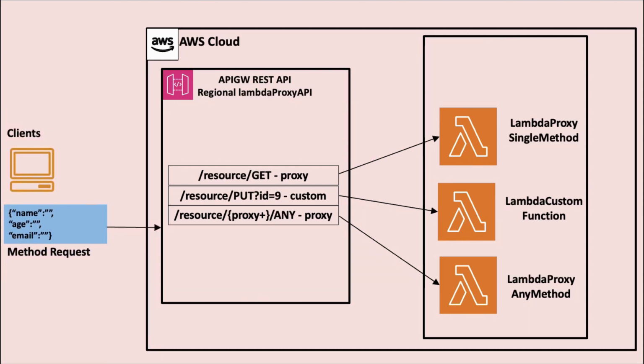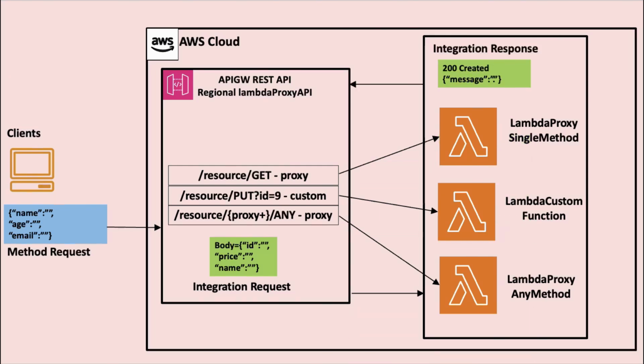Now when the client sends a request with a JSON object which contains name, age, and email, if it's a custom integration, then the transformation can happen. For example, here we have a new field called body, which is equal to the input JSON. So this is a transformation happening on the input request. This is only possible for the custom integration, that is the put method. But for the slash resource get function API calls, or the slash resource slash proxy plus any, for these two API calls, transformation is not possible.